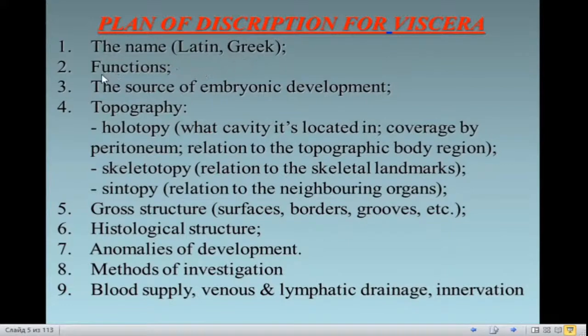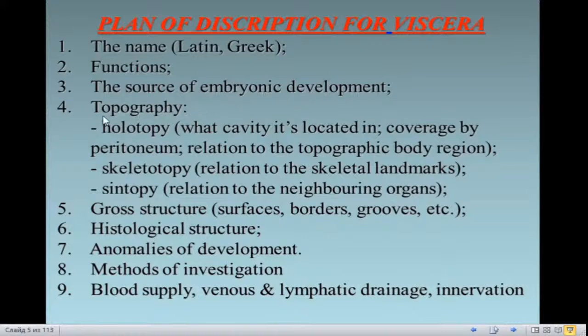Then you are to mention the functions of the organ. There is not a single organ in the body that has one function. All of them have several functions. Next, you should say the source of embryonic development. That is necessary to understand how anomalies of development occur and which factors can cause them, and how they relate to each other. What is the connection between the development of different lesions?